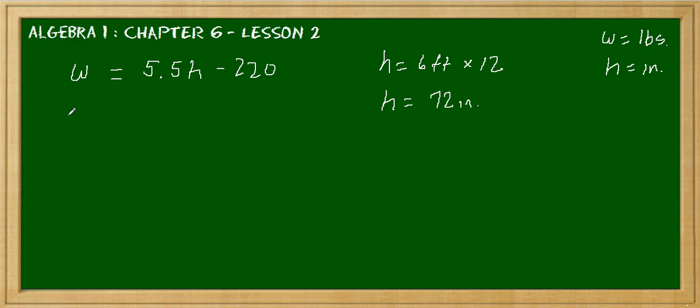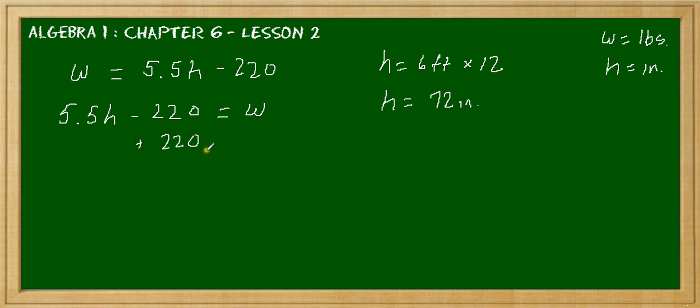Now, how do we do that? Well, we can just simply switch the formula around. We can just say 5.5h minus 220, okay, is equal to w. Now, that sounds a lot easier to read where we're looking for h, because h will be on the left side, but we're obviously not done here. We're going to have to do a few things here. We're going to have to add 220, okay, as we've done.